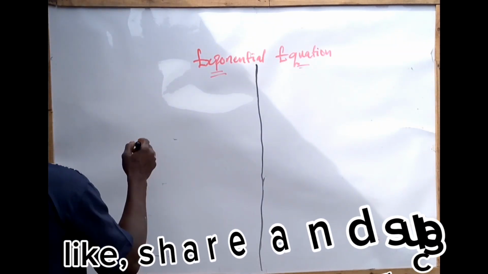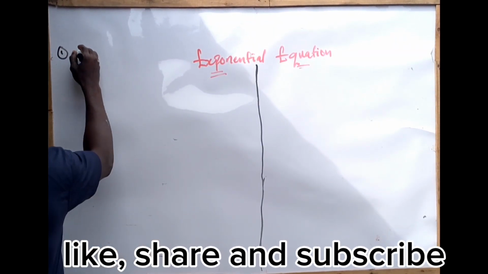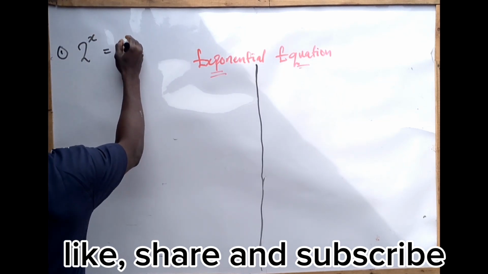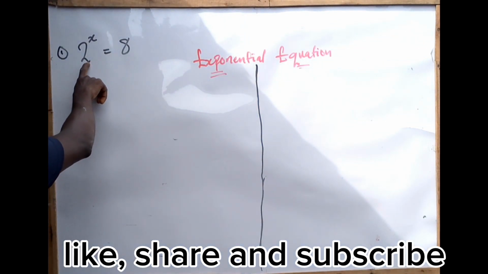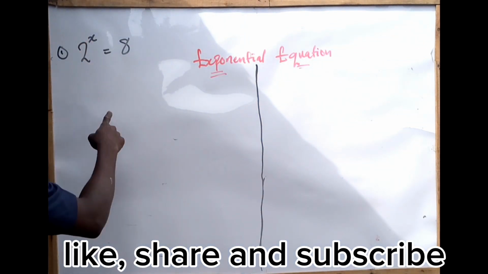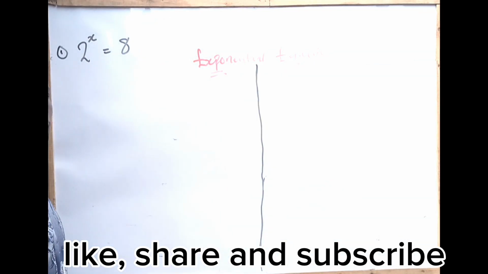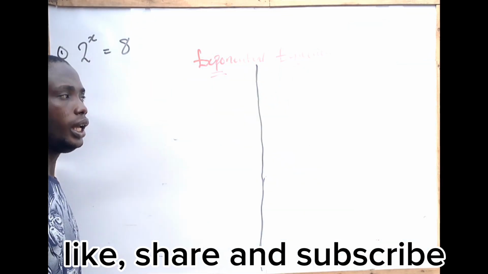The first question we have here, which is our number one question, is that let's assume we have 2^x equals 8. Already we have our base as 2, and then we have our constant as 8.